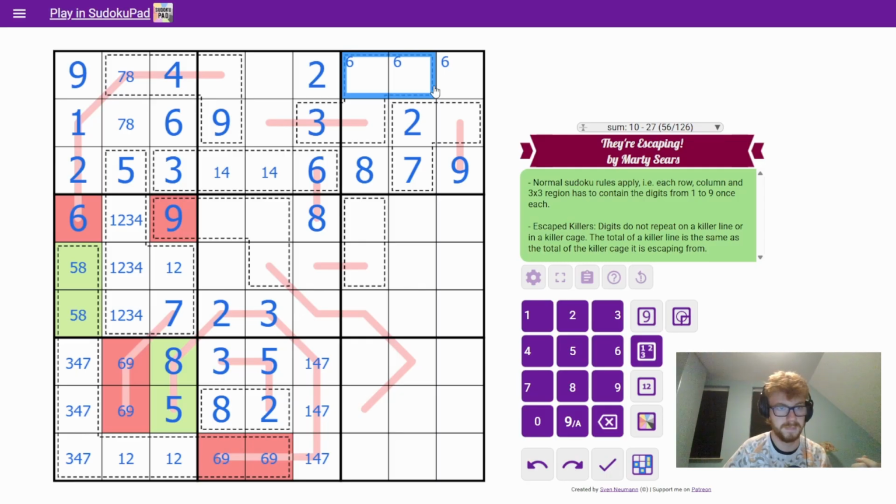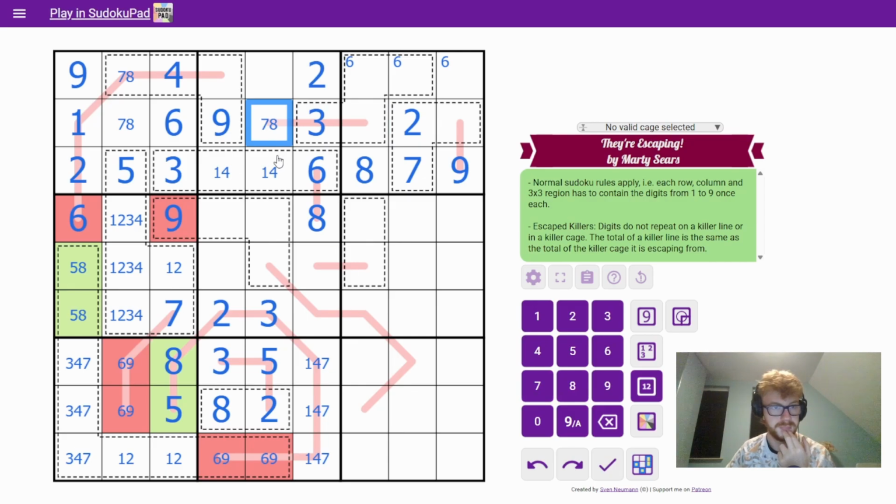But sure, right? I'm not sure what that means. Within this row, 7 and 8 cannot go there, so that's a 7 or an 8. So that's a 7-8 pair. So this is 1, 2, 3, 4, 5, 1, 2, 3, 4, 5, 6, 7, 8, 9. Yes. Okay.